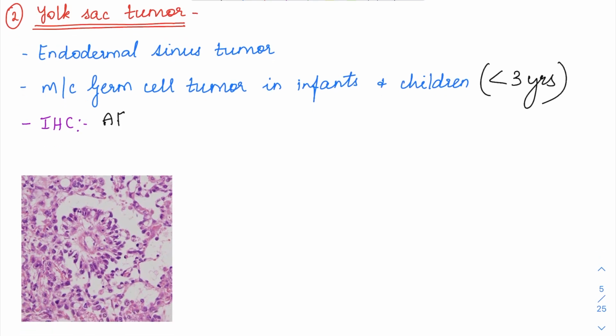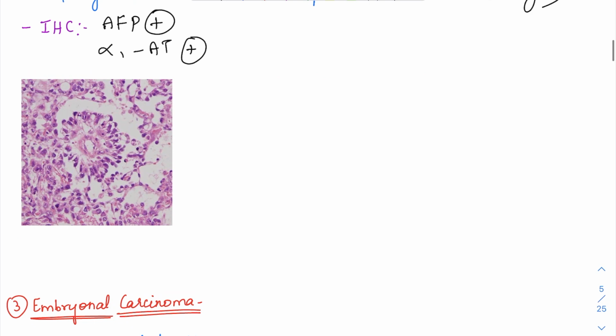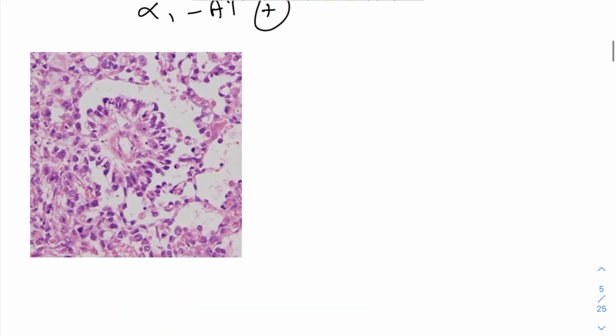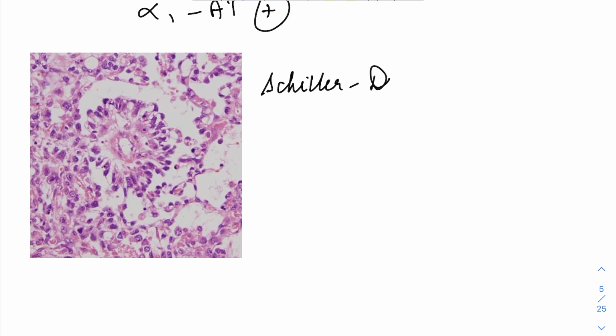Immunohistochemically, it is going to be positive for alpha fetoprotein and alpha 1 antitrypsin. So both A's will be positive. Serum biomarkers will also be elevated. If you check serum AFP levels, it is going to be elevated. And the classical feature you see in a yolk sac tumor will be the presence of Schiller-Duval bodies. Schiller-Duval bodies are seen in yolk sac tumor. These actually contain a central vessel, surrounding which the tumor cells are arranged.